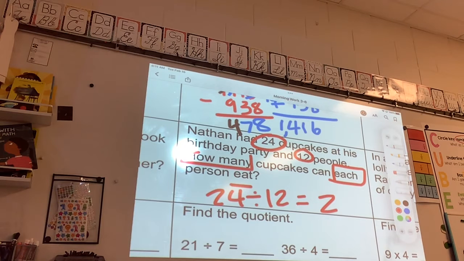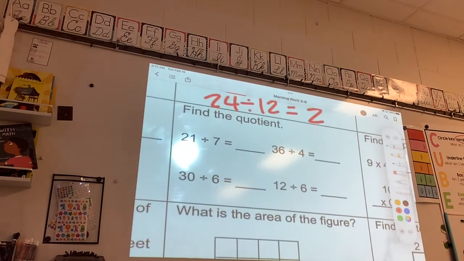Nice job. Good work. Alright, 21 divided by 7? 3. 36 divided by 4? 9. 30 divided by 6? 5. And 12 divided by 6? 2.